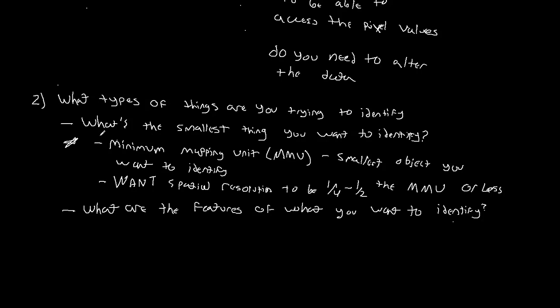So that's this, right? What's the smallest thing you want to map, the minimum mapping unit, and how that ties into the spatial resolution of the image that you're trying to choose. And then along with that, what are the features you want to identify? And what I mean by that is, do they have special characteristics?